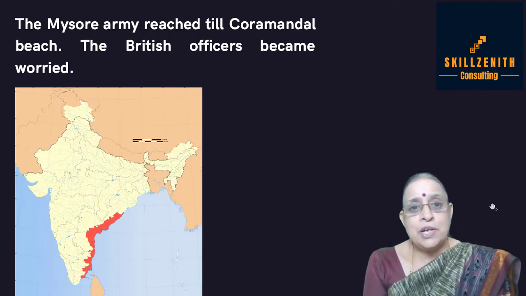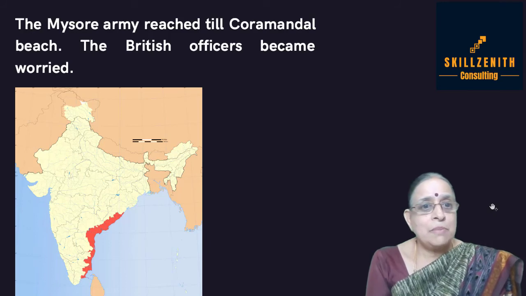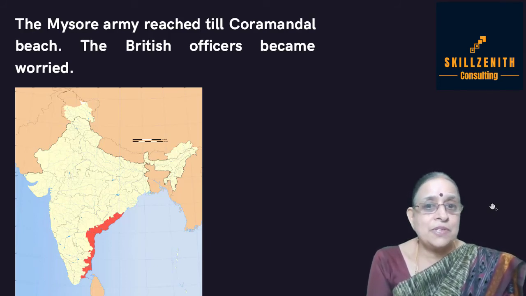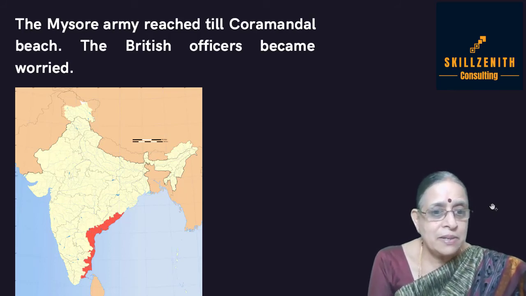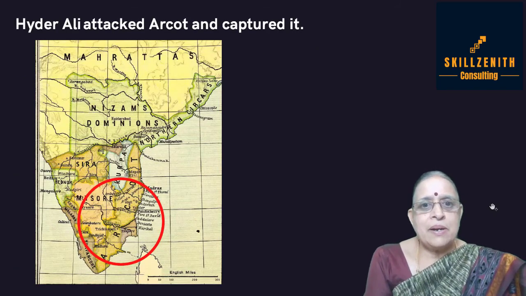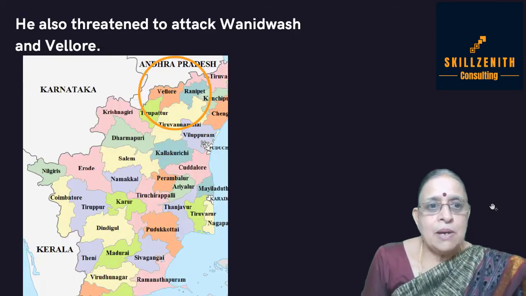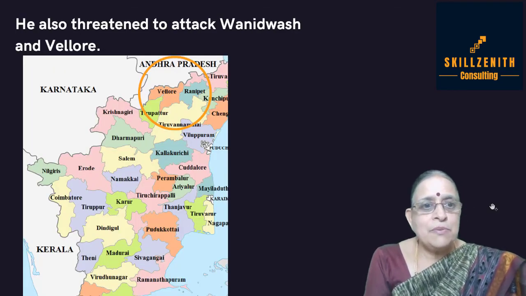He took a huge army and reached Coromandel coast. The British were really worried. The British officers became worried because of the sudden attack of Hyder Ali. Hyder Ali attacked Arcot and captured it. He also threatened to attack Vandi Wash and Vellore.